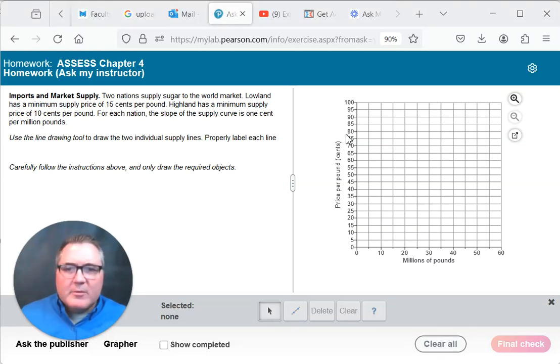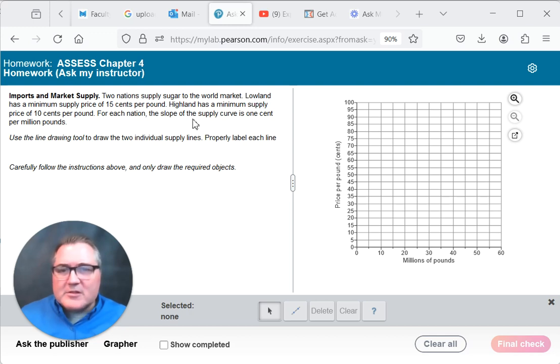Okay, this problem is really just a graphing problem. It's a word problem really for the graph. The graph is just going to represent what the price is going to be at the million pounds, or how many pounds of sugar each will supply at certain prices. So in this case, we're going to look at lowland and then highland, and we'll look at lowland first.